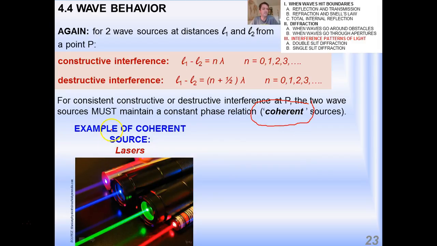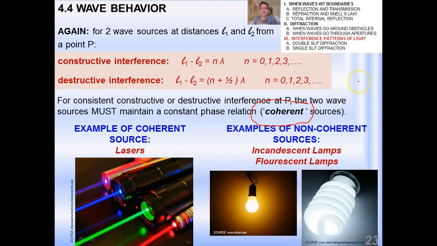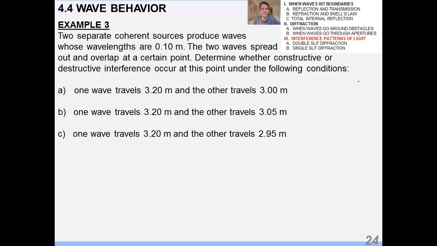So an example of a coherent source, which we see a lot in the lab, is lasers. And lasers can be different colors. The ones we use are typically red, but they can be different colors, meaning they have different frequencies, okay? Now, examples of non-coherent sources would be your ordinary lamps, like incandescent lamps or fluorescent lamps, okay? So you're not going to see interference patterns from non-coherent sources. You're going to see interference patterns from coherent sources. It's very, very important, okay? And it turns out that they also need to be monochromatic, or all the same color, or all the same frequency, okay? Okay, so let's try an example here.